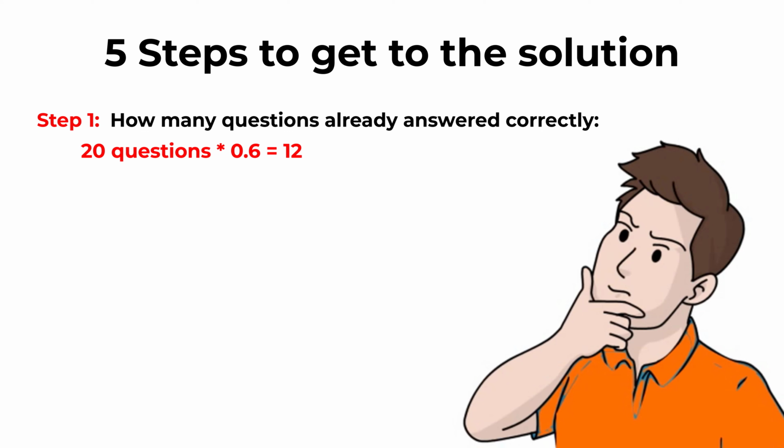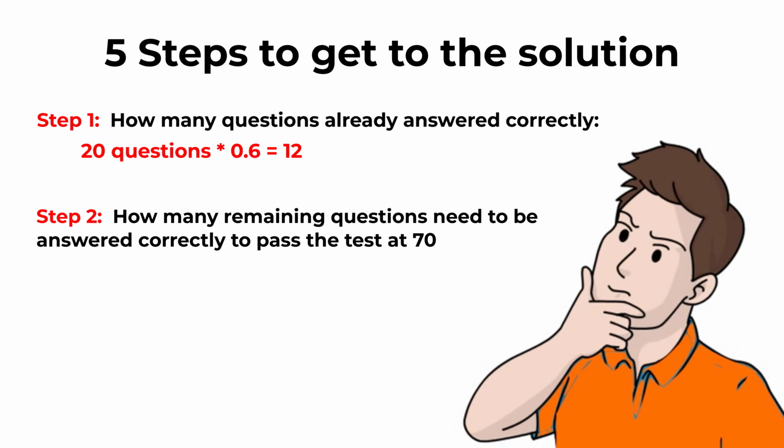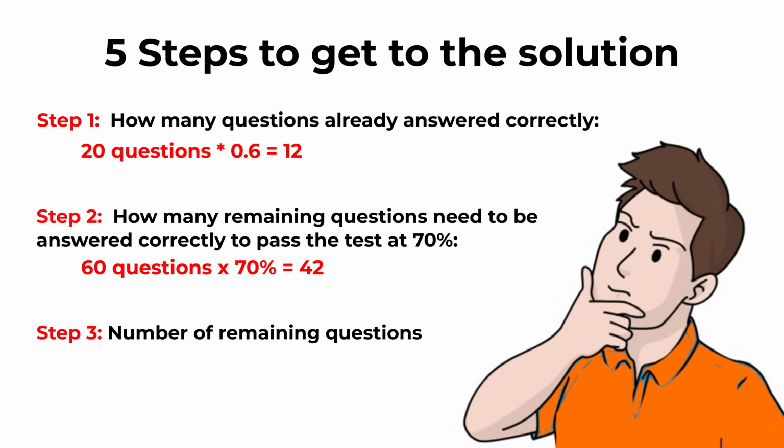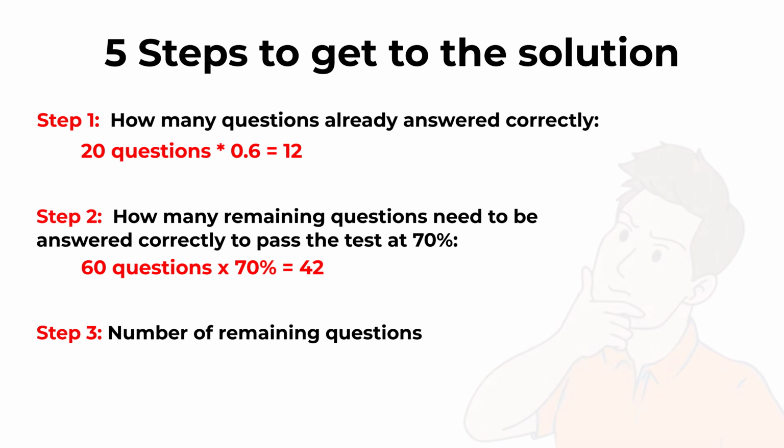In the next phase, we need to determine how many questions need to be answered correctly to pass the test at a 70% rate. So if there are 60 questions total on the test and we need to pass it at a 70% rate, we get 42 questions that need to be answered correctly to get a passing rate of 70%. In the next phase, we need to calculate how many questions remain on the test. To do this, we subtract 20 from 60, and it tells us that 40 questions are still remaining.